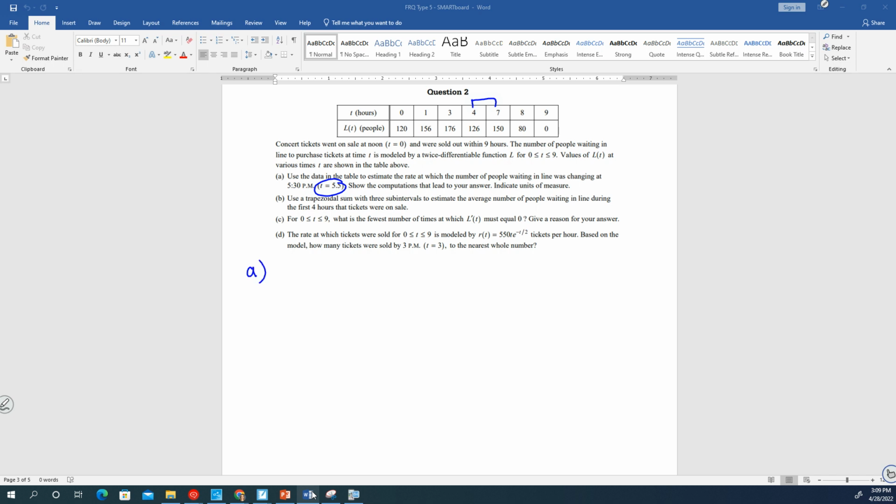All right, so we should show the calculus that L prime of 5.5, because we're finding the rate, this will be the derivative, is approximately L of 7 minus L of 4, all over 7 minus 4. Again, you need to pull the values from the table here: 150 minus 126, all over 7 minus 4. Now, you have your calculator for these, but again, you can still leave your answer like that if you want to. So this would be 8 people per hour.